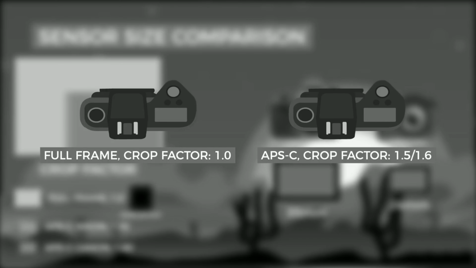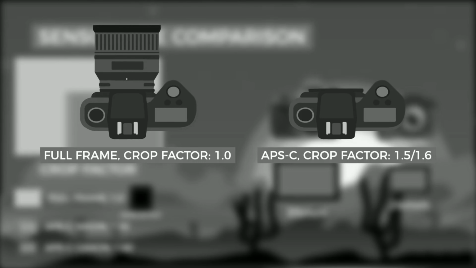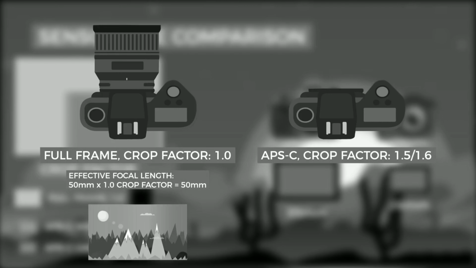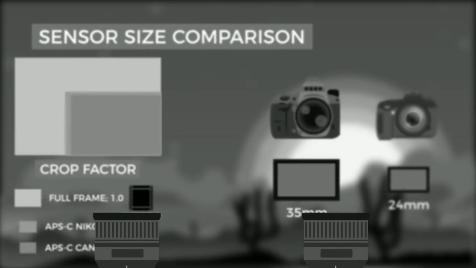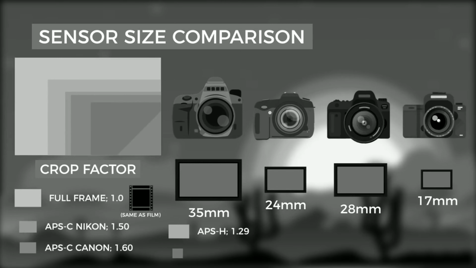For example, if I have a 50mm lens on a full-frame camera, its effective focal length will be 50 millimeters. But if I swap it to a crop sensor camera with a crop factor of 1.5, the effective focal length suddenly becomes 75 millimeters. There are other camera form factors as well, but full-frame and APS-C cameras are most common. When considering a lens, there are a number of categories defined by ranges of focal lengths.